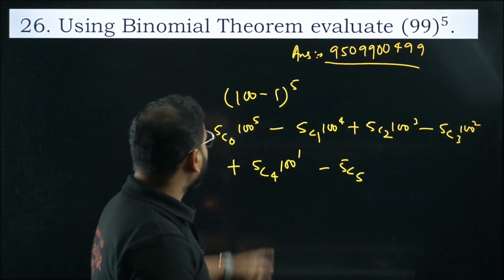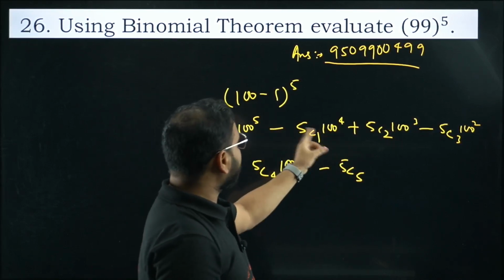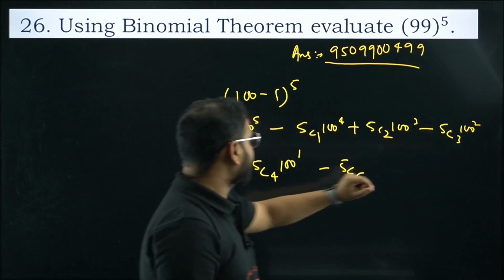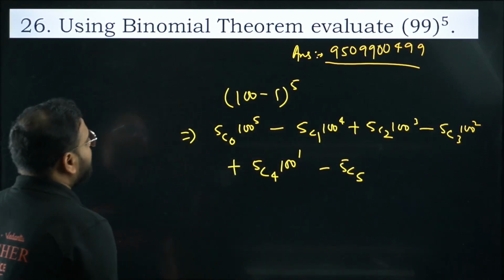Please check. I have 5, 4, 3, 2, 1, and I have 1 here, so 0 is positive, 1 negative, 2 positive, 3 negative, and 4 positive, 5 negative. Correct, sir. This is your answer. Okay, so you can solve this.